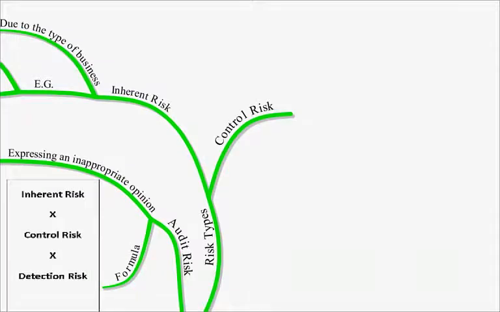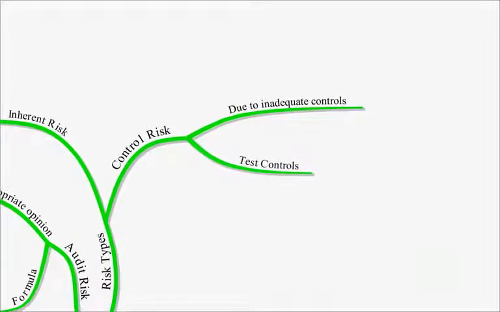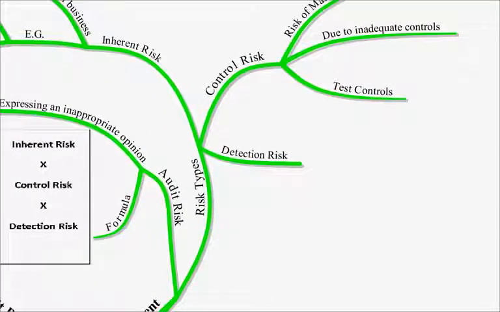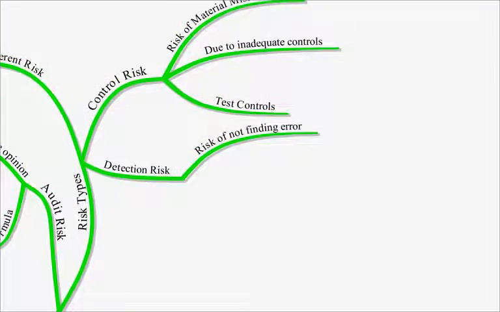Control risk then. Control risk is due to inadequate controls. So it may be that you need to test these controls, decide if they're adequate, and that will determine your control risk. Remember, with all of these we're looking at the risk of a material misstatement in the financial statements. Detection risk then is simply the risk that you don't find an error that exists.